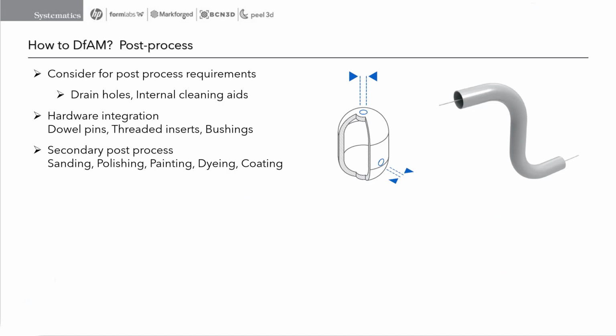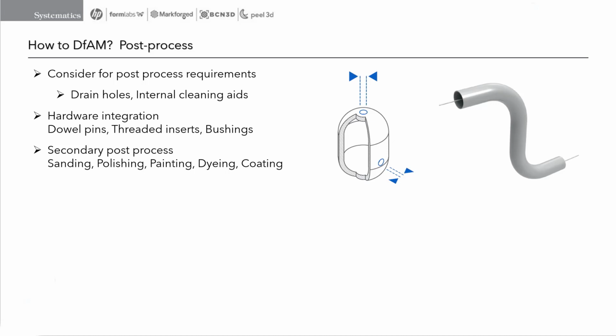Another key consideration for DfAM is the post-process phase, which occurs after the print job in some technologies. When designing a part for additive manufacturing, it is important to consider the post-processing steps required to achieve the desired surface finish, dimensional accuracy, and mechanical properties.